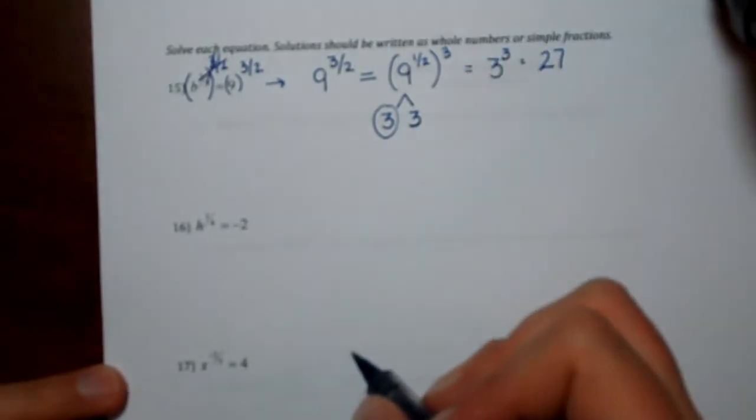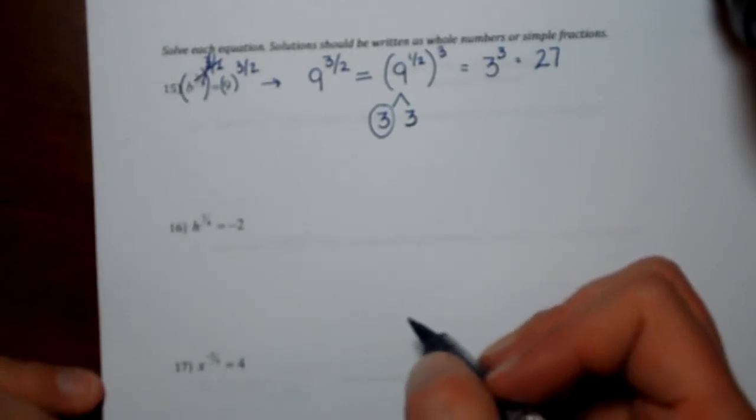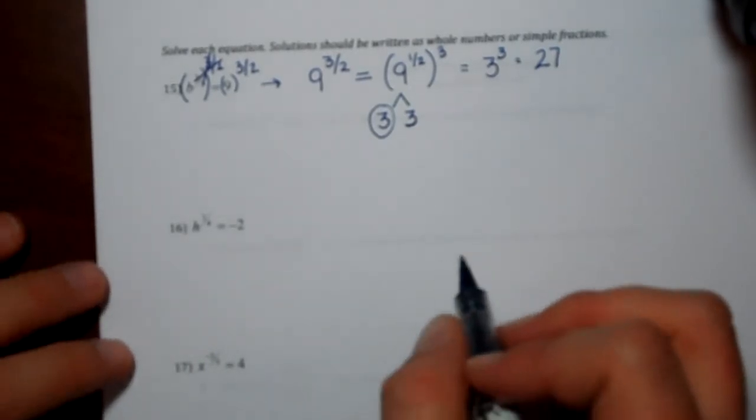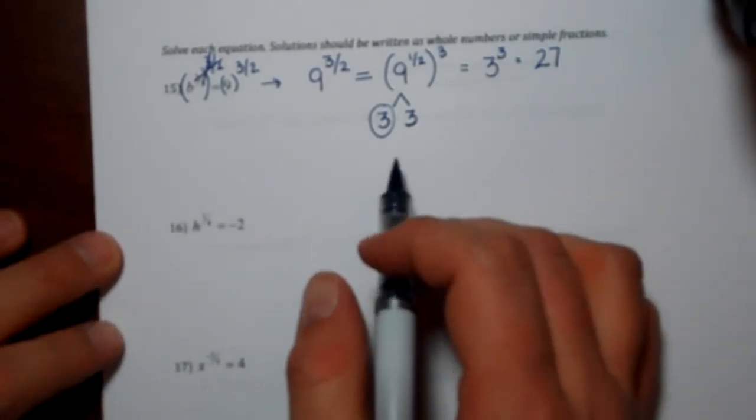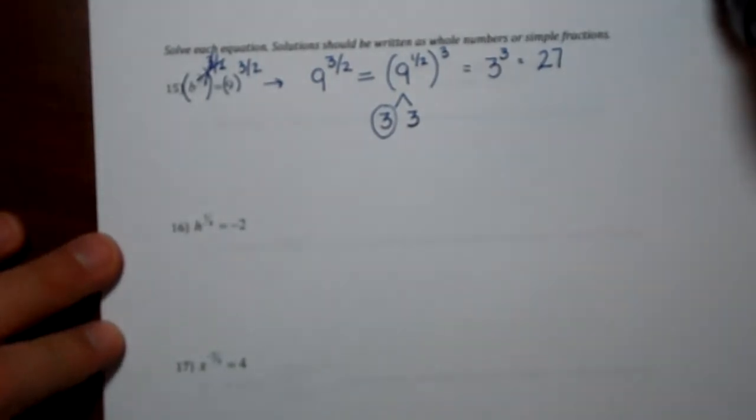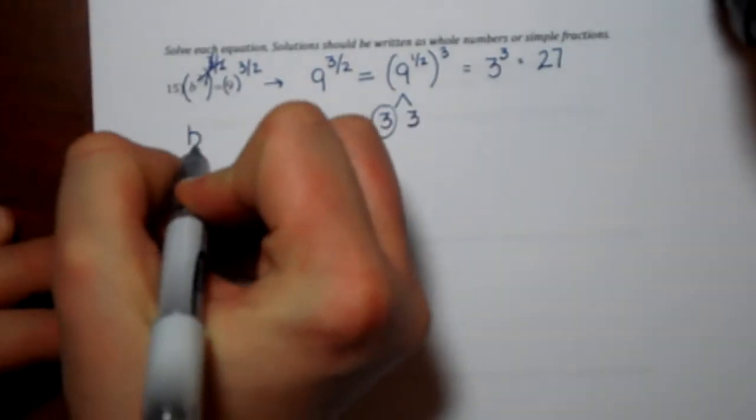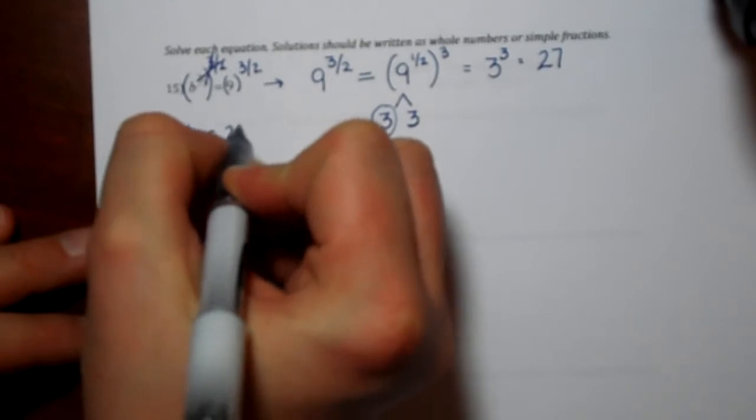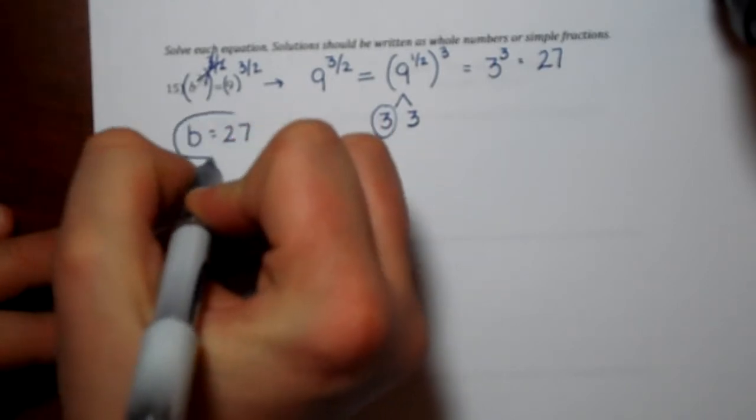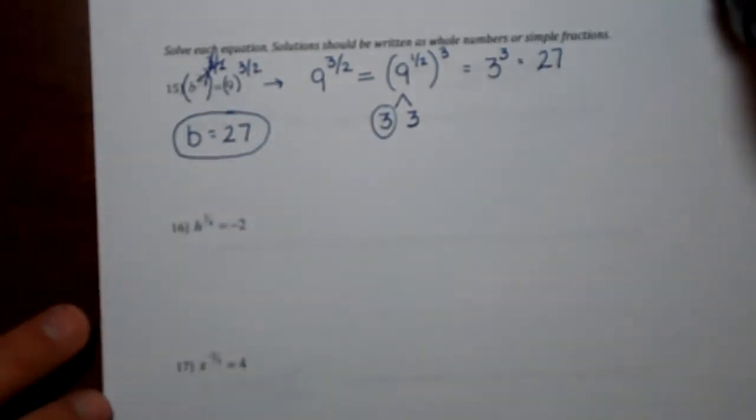Remember, 3 to the power of 3 is 3 times 3 times 3. So it's not 3 times 3 is 9. Okay? And that means that for my final answer over here, I would say B is equal to 27.